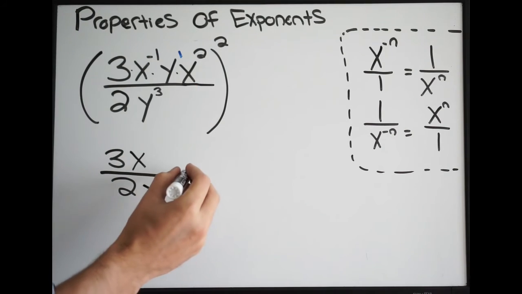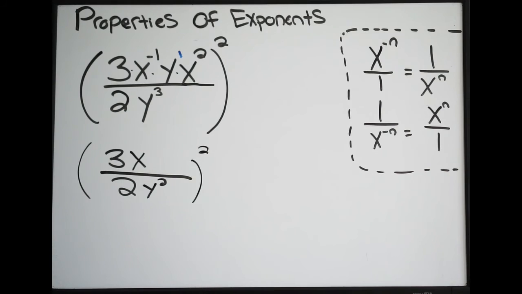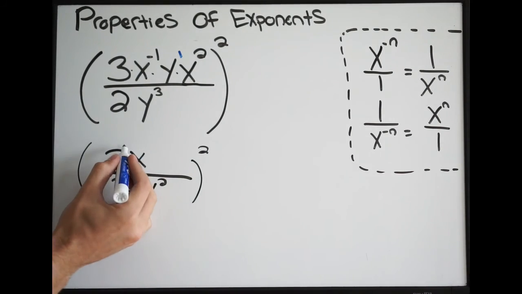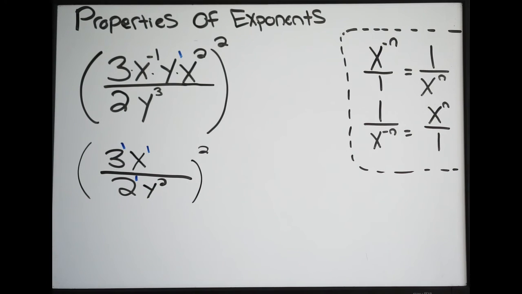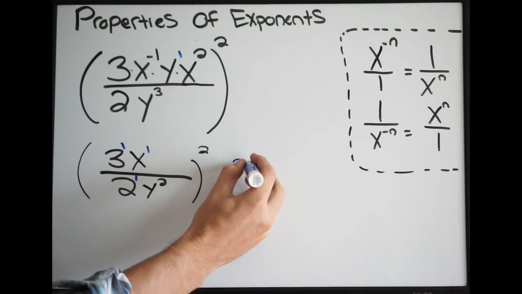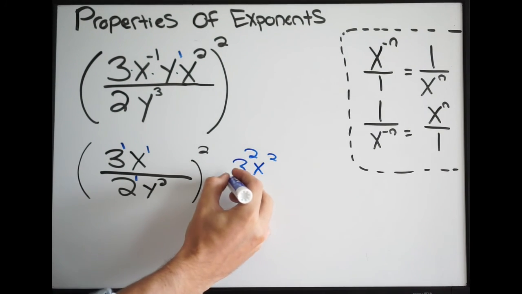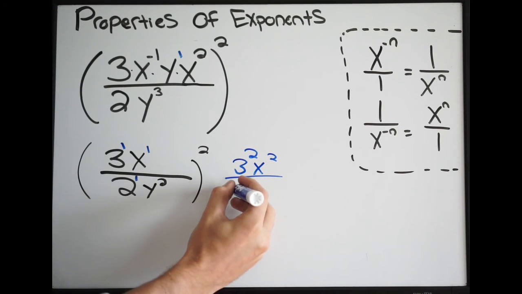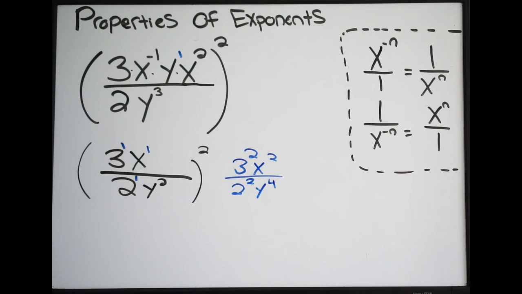And then just rewriting, we have this all to the second power. So again, this goes back to a power to a power. So let's go ahead and just put in our exponent. So this is a 1, this is a 1, this is a 1. So when we have a power to a power, we simply multiply. So 2 times 1 is 2. We get 3 squared. This will give us x squared. This will give us 2 squared. And this will give us y to the 4th.